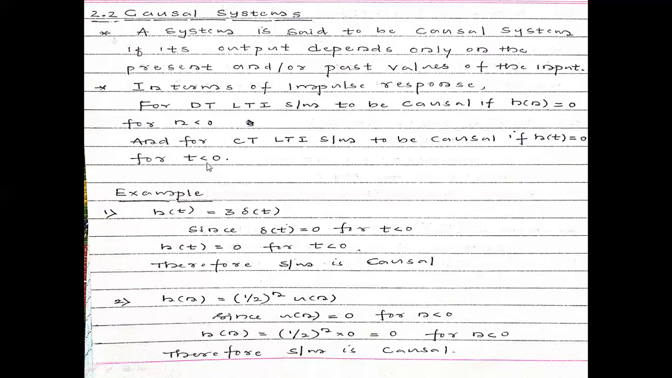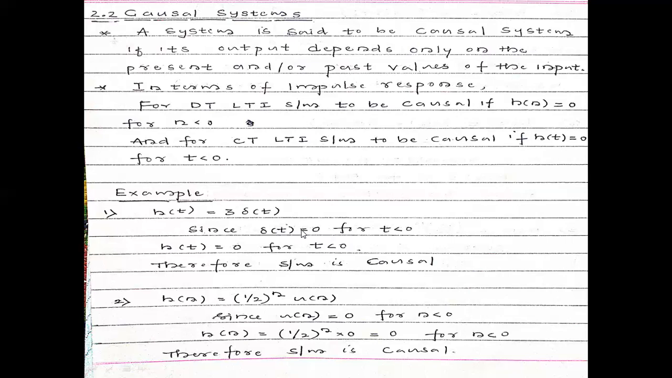Now let us understand with two examples how to determine whether the system is causal or non-causal. In the first example, the impulse response h of t is equal to 3 times delta of t again. And we know that delta of t is equal to 0 for t less than 0.